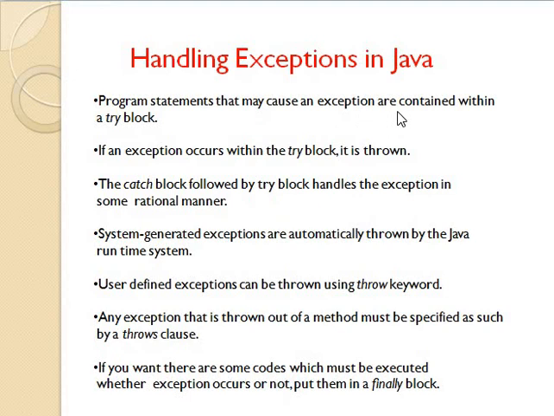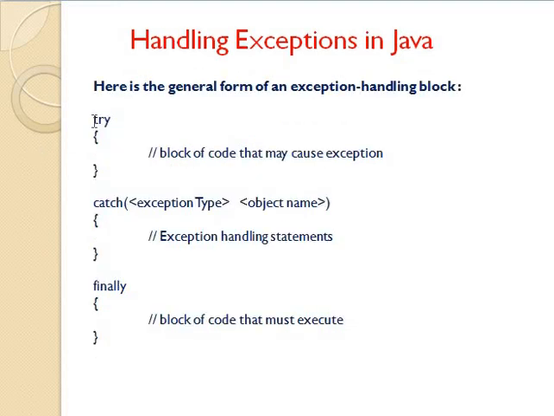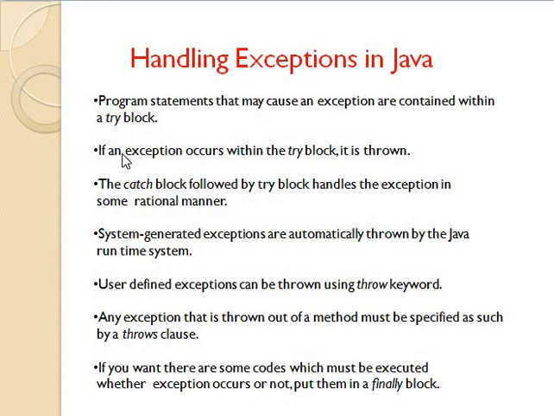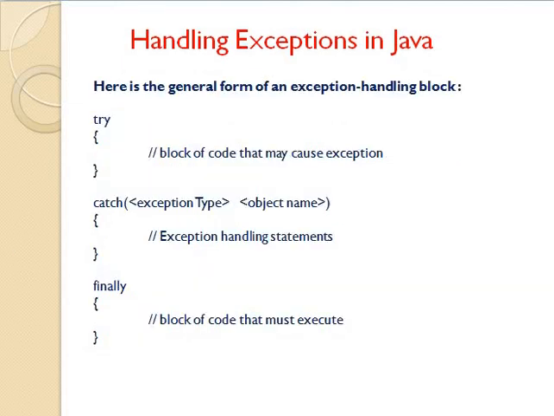Program statements that may cause an exception are contained within a try block. That is this block. Let me highlight it. If any exception occurs within the try block, it is thrown. The catch block followed by the try block handles the exception in some rational manner. So if an exception occurs within the try block, it is thrown into the catch block, which then handles the exception in some rational manner.